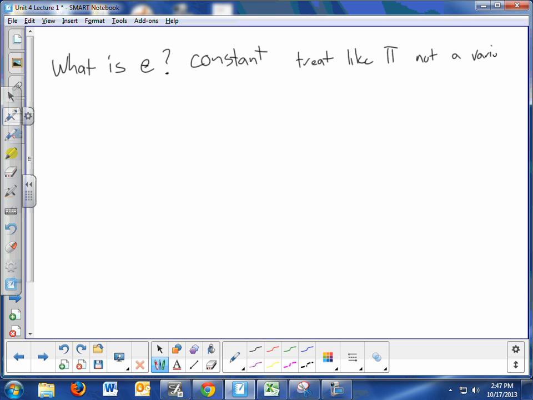Does anybody know how you can calculate e? In that situation, Ms. Vaughn, it's a variable. So in that situation, it stands for energy. It does not stand for the mathematical constant.